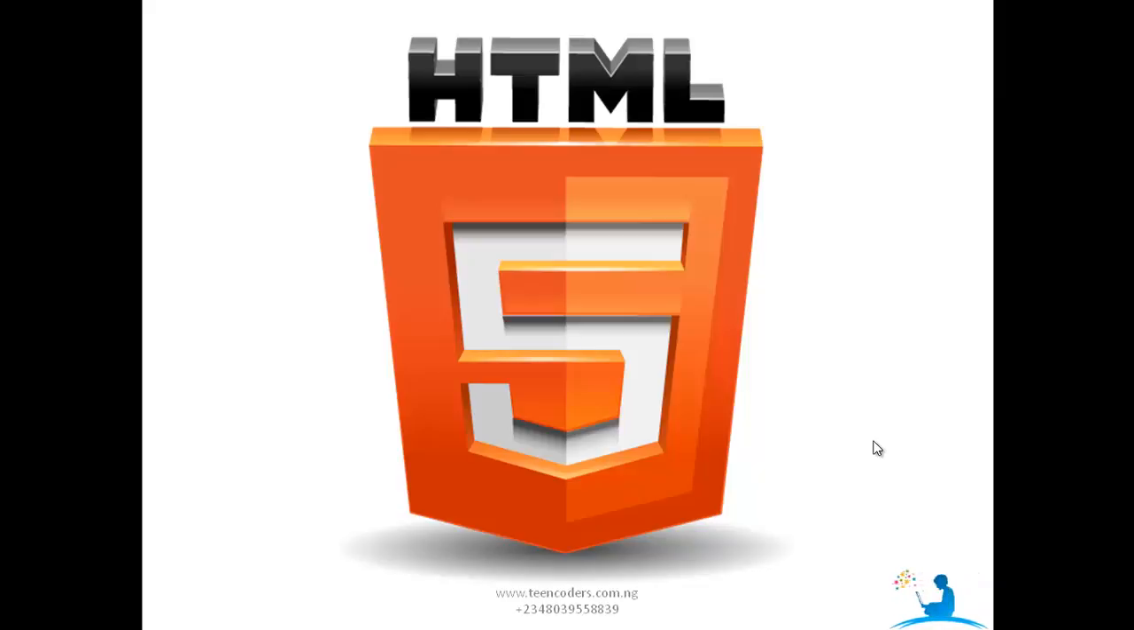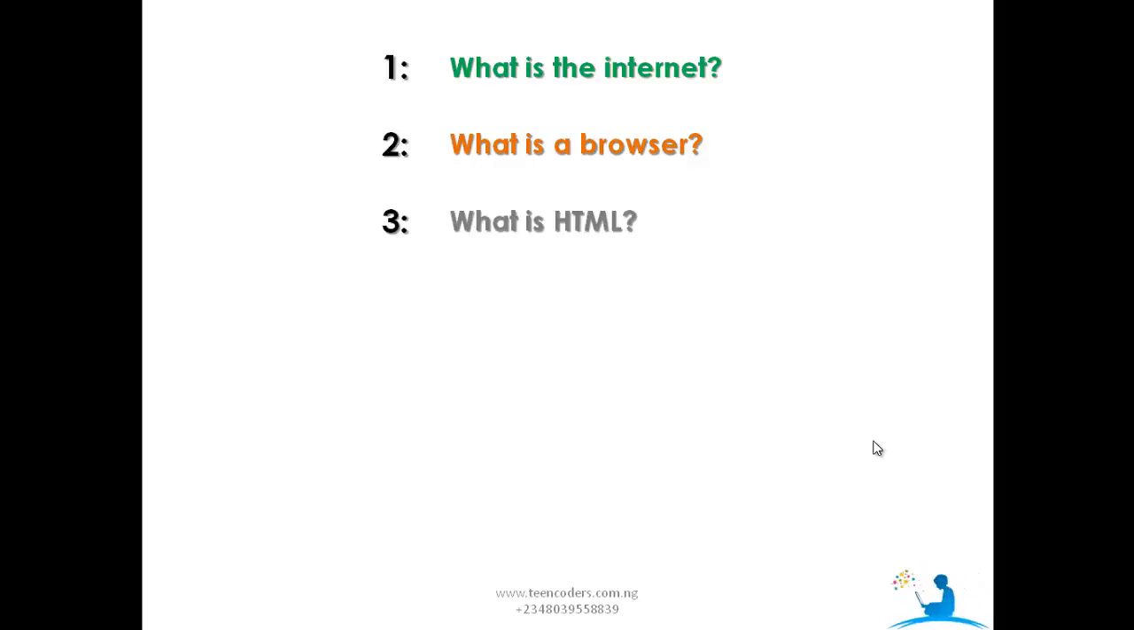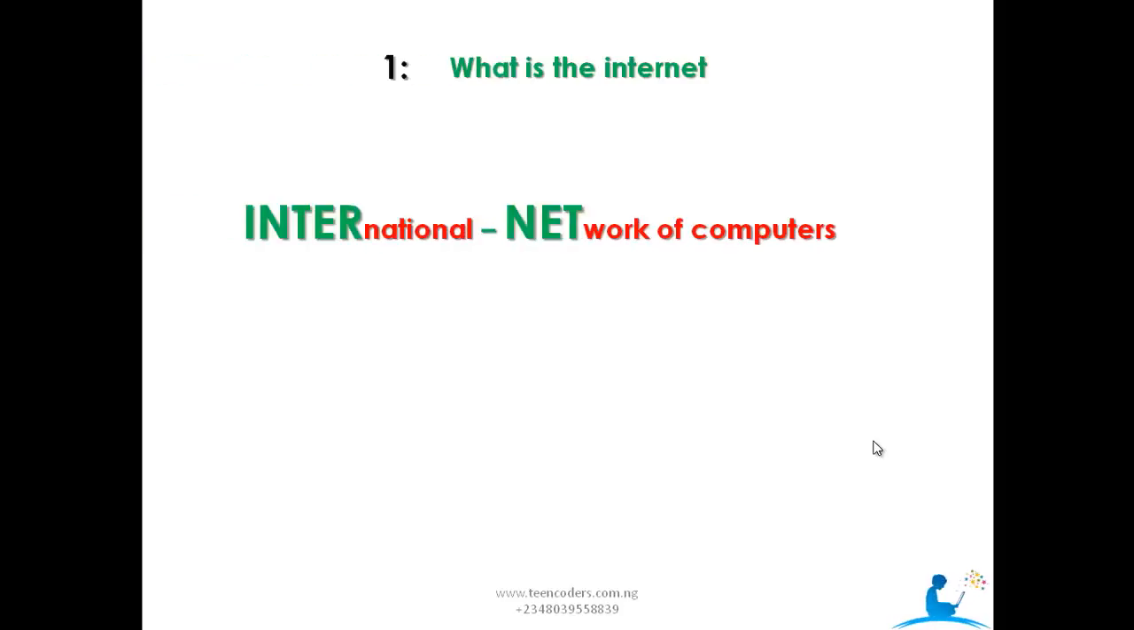So for this particular course, we're looking at HTML, and it's divided into about four or five simple categories. Firstly, we'll look at a brief introduction into what the internet is. We'll look at what a browser is, and then we'll define what HTML is. Then we'll look at some HTML editors that we can use. Okay, let's get going. Section number one: what is the internet?